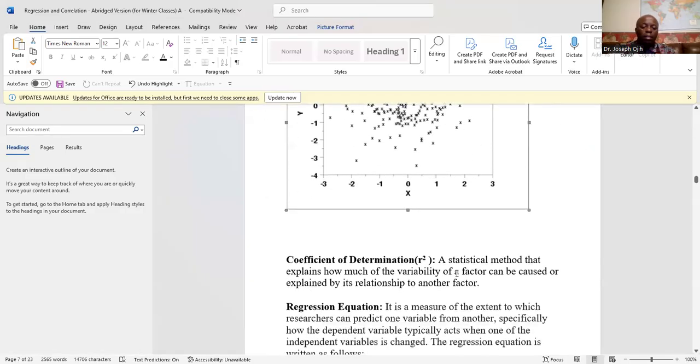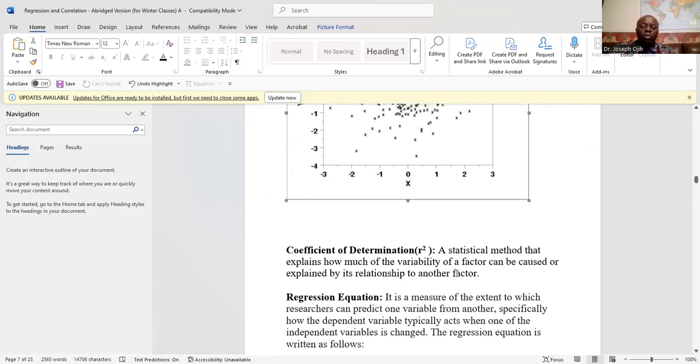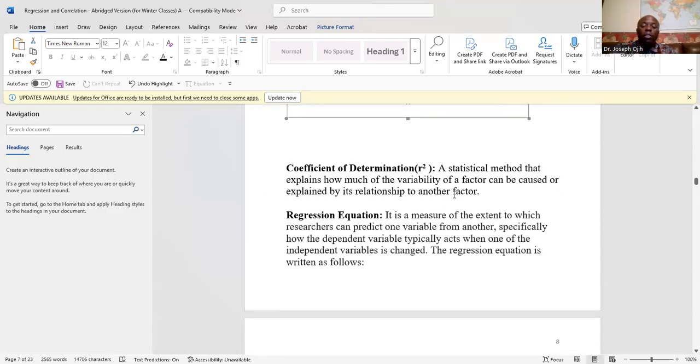Okay? So another concept we need to know here is what we call the coefficient of determination. The coefficient of determination is a statistical method that explains how much of the variability of a factor can be caused by or explained by its relationship with another factor. I will explain that more when we do an example.